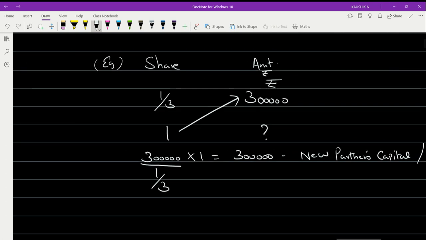And here, what does this base one third denote? This is nothing but the new partner, or in other words the incoming partner. Okay, so share of profit. This is nothing but the new partner's share of profit.